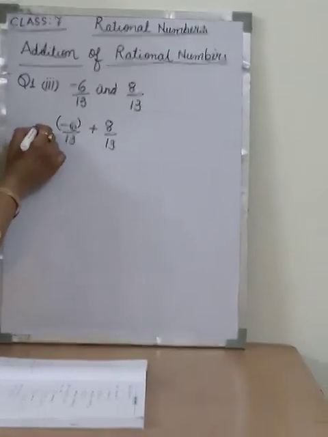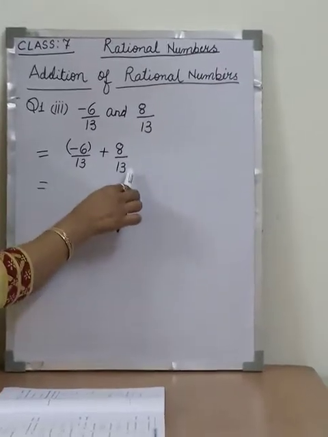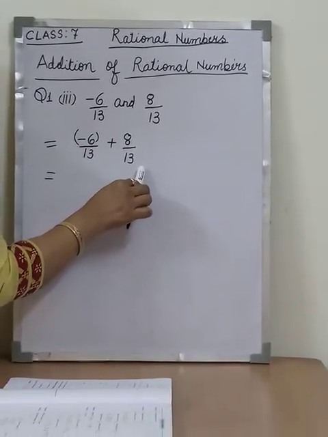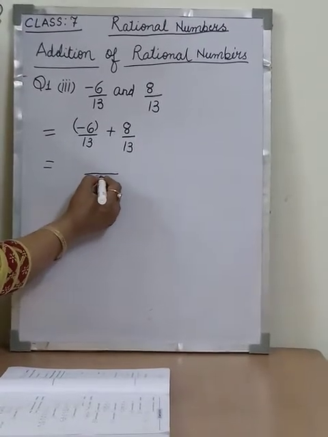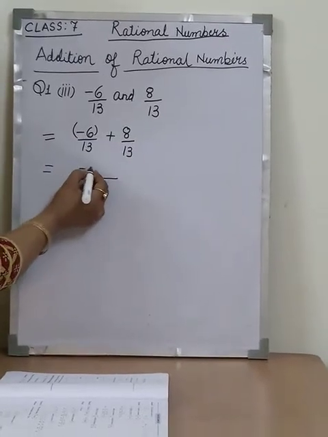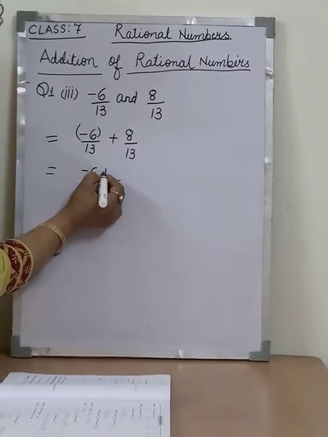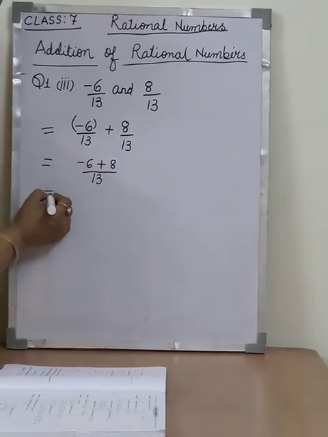Now we check the denominator. We find here both the rational numbers have the same denominator. So we write 13 as a common denominator. Now what is in the numerator? Minus 6 and this is plus 8. Okay, now we add them.